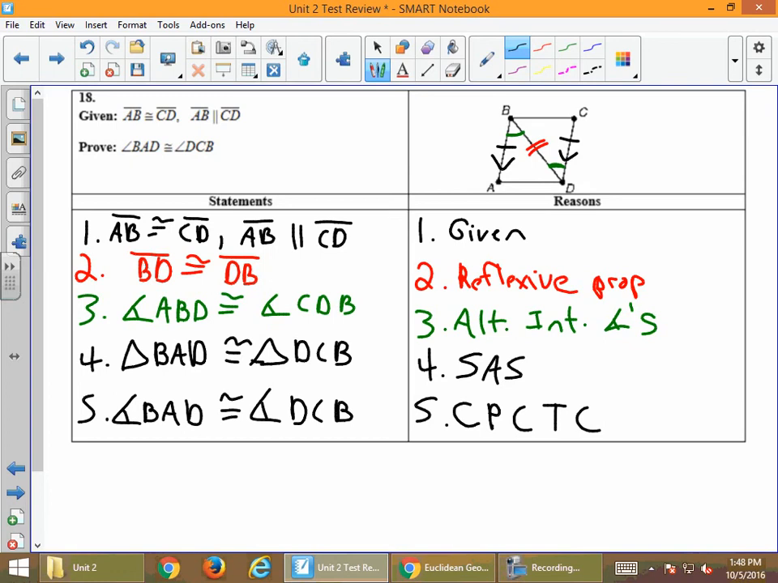And you know these are shared side, going to be reflexive, parallel lines, alternate interior angles here. You can guess most of these just knowing the shortcuts. If you practice this, you will be very good at this come tomorrow.